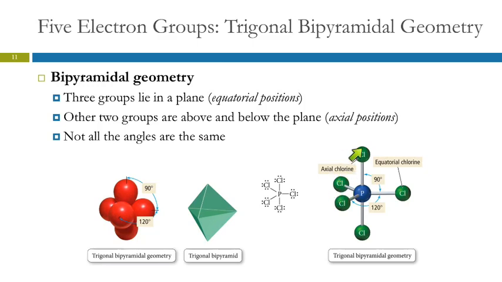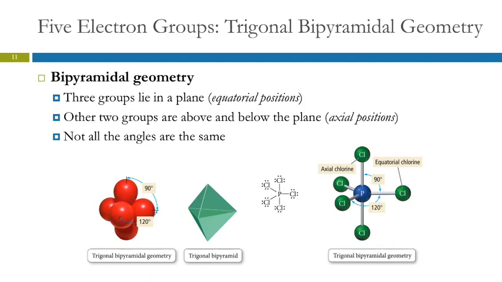So we have two different kinds of positions here. These are the axial groups, and so they form the axis. Those are the white balloons in my model. And then we've got the equatorial. If these were the North Pole and the South Pole of the Earth, then these three would be around the equator.